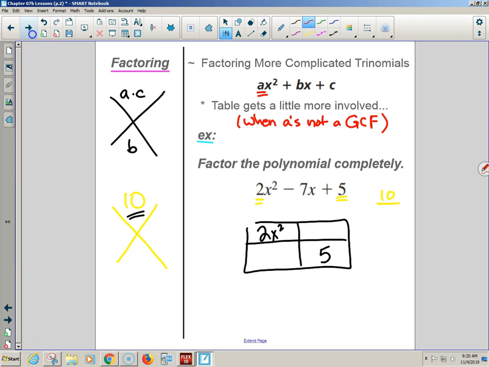And I showed you guys on Friday, technically we've always been doing that, but if there's a 1 in front, it's 5 times 1, which is 5. But this time there's not a 1 in front, there's a 2 in front. We can't get rid of it with a GCF. We're stuck.